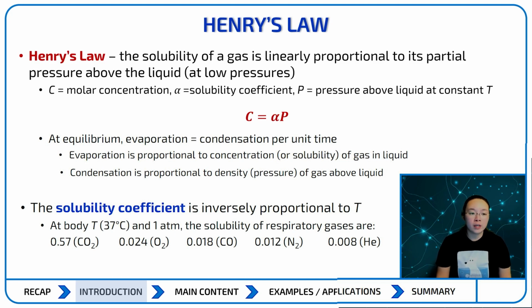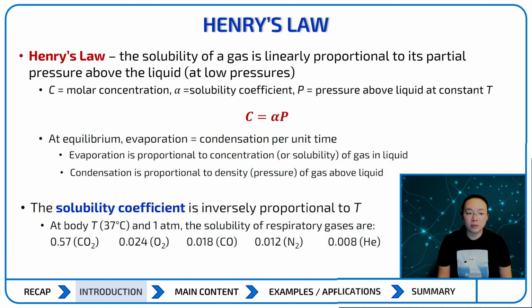So a good way of representing this is to have molar concentration C being equal to some sort of solubility coefficient times P, which is a pressure. At equilibrium, evaporation is going to be equal to condensation per unit of time, because everything is static. So we can consider evaporation to be proportional to the concentration or solubility of a gas in liquid. And do know the difference between the two. Condensation is going to be proportional to density, or the pressure of gas above the liquid.